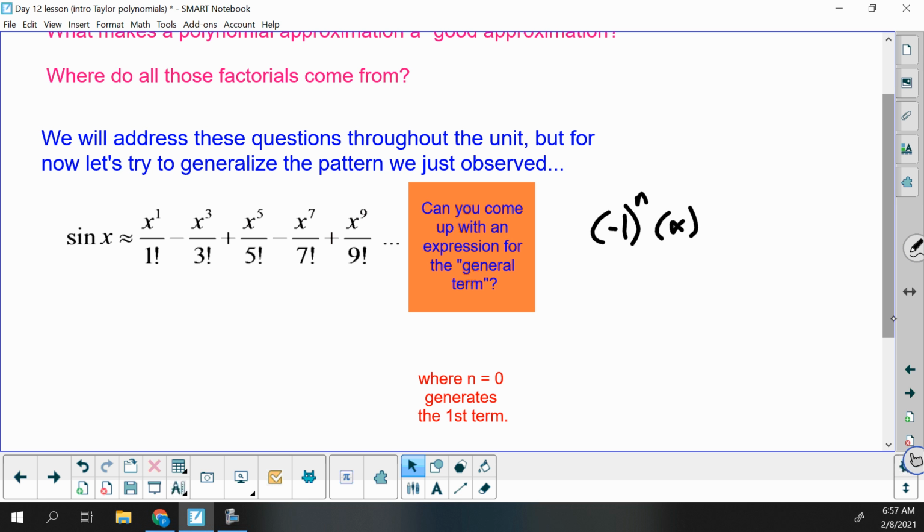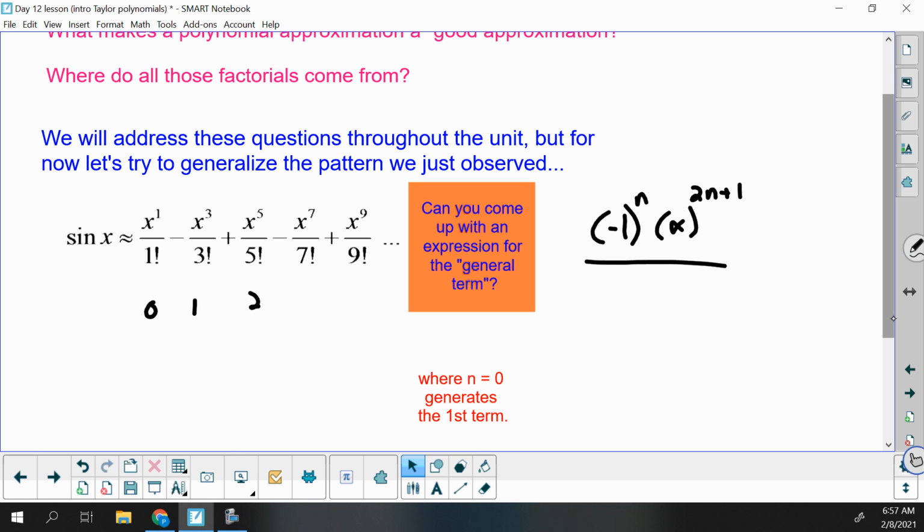Well, now let's think about our powers of x. The powers of x are going up 2 each time, so we're going to need something with 2n in the exponent. But when you put in 0 for n, we get back 0 in the exponent, and we wanted 1. When we put in 1 for n, we get back 2, and we wanted 3. When you put in 2 for n, we get back 4, and we wanted 5. So we're always 1 short, so the adjustment we need to make is just add 1 on the end.